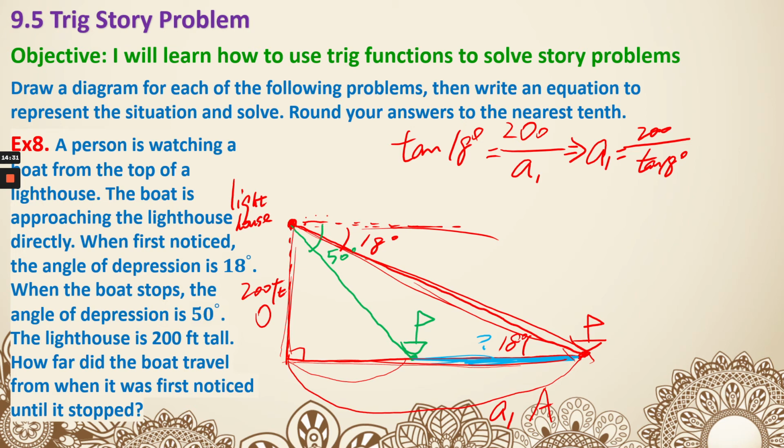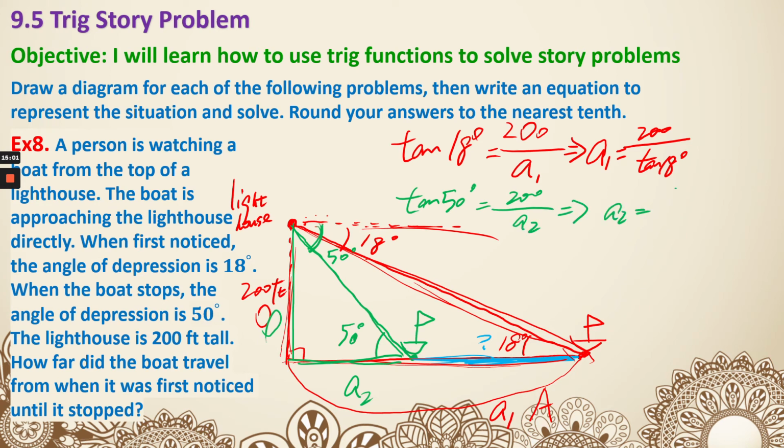Now let's look at the second triangle, which is right here. And I'm going to call that side A2. Because if this is 50 degrees, that must be 50 degrees, since it's alternate interior angle. Then I still have this as my opposite side, but this is the adjacent side, so I call it A2. Tangent 50 degrees equals 200 over A2. After solving, A2 is 200 over tangent 50 degrees.